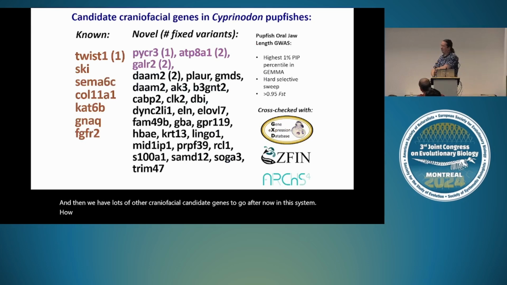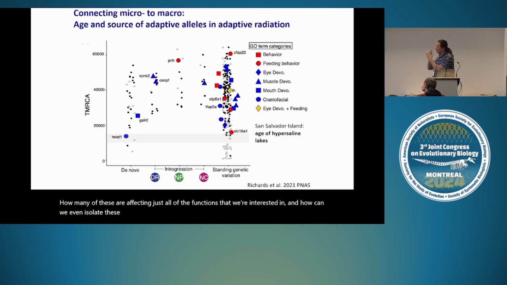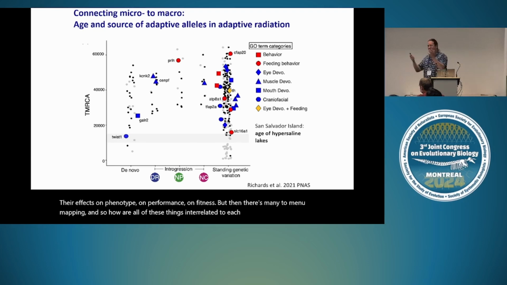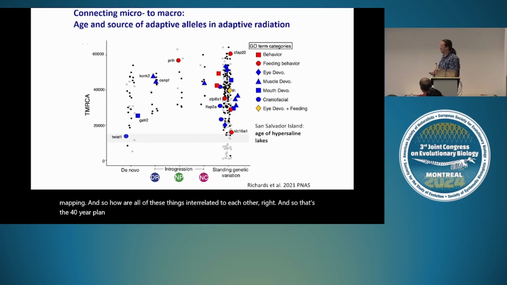How many of these are affecting just all of the functions that we're interested in, and how can we even isolate these things? So when I think about connecting micro to macro, I'm thinking about for each of these black or highlighted adaptive candidate alleles, we can estimate their age in time. We can estimate whether they're de novo variation that's only found in the scale eater, whether they're found everywhere in the Caribbean here, or whether there's introgression from specific sources. But then we can functionally look at their effects on phenotype, on performance, on fitness. But then there's many-to-many mapping. And so how are all of these things interrelated to each other, right? And so that's the 40-year plan here for the rest of my career, right?